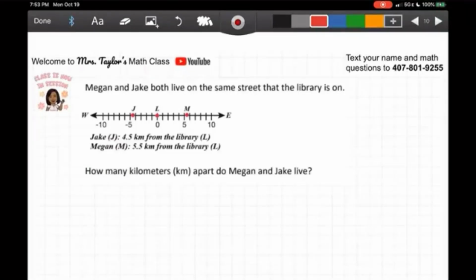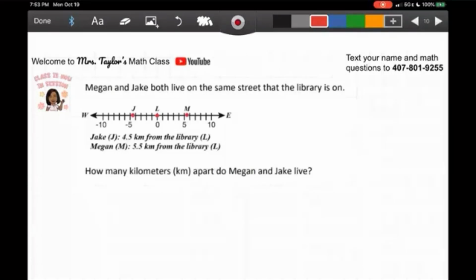So it says Megan and Jake both live on the same street that the library is on. Jake is 4.5 kilometers from the library, and that's L. And that's J. And Megan is 5.5 kilometers from the library. It says, how many kilometers apart do Megan and Jake live? So really, you're just trying to find the distance between them.